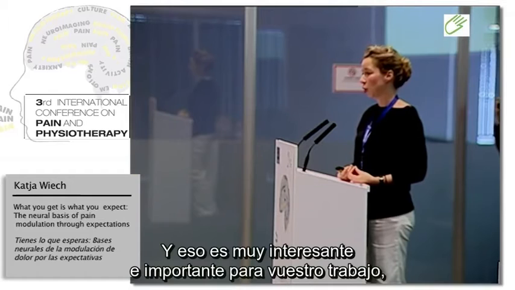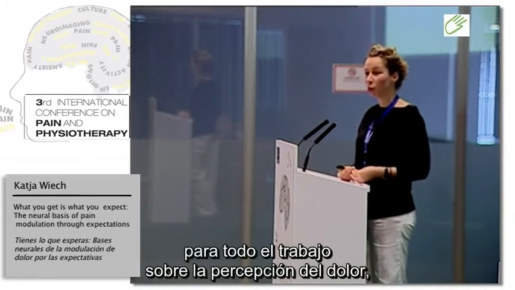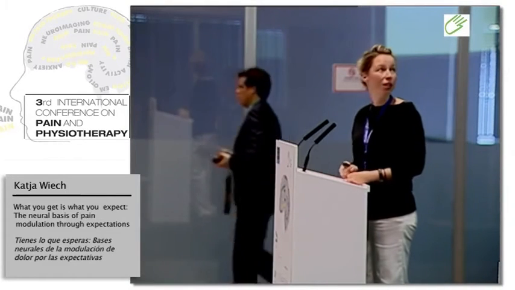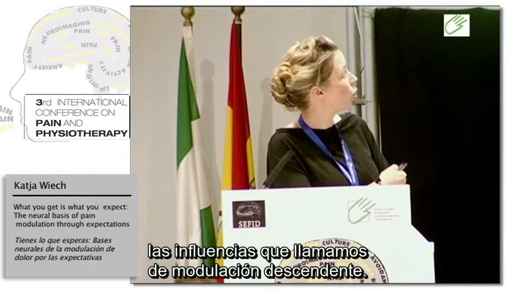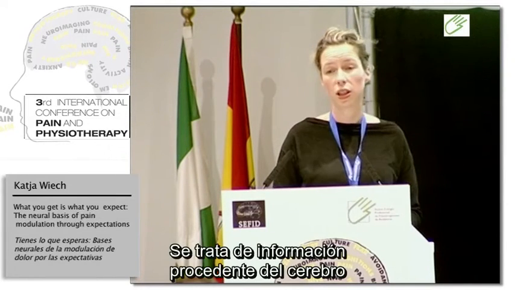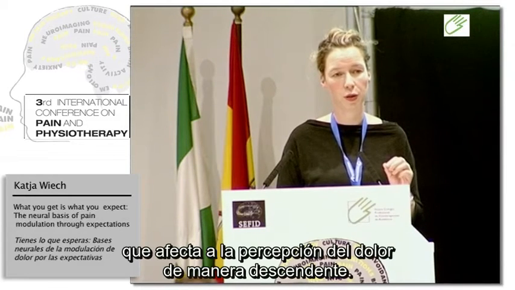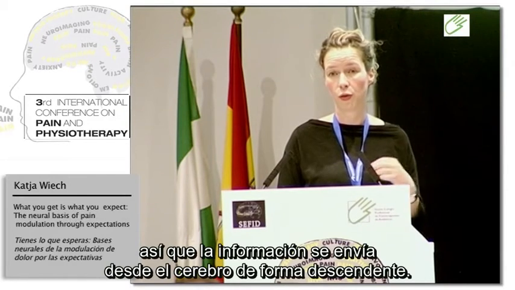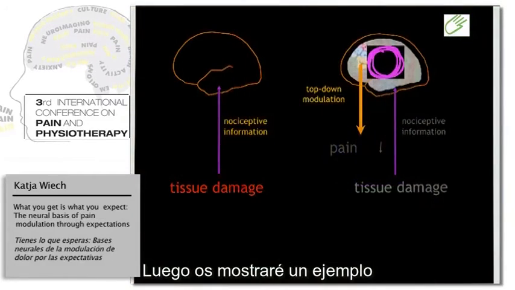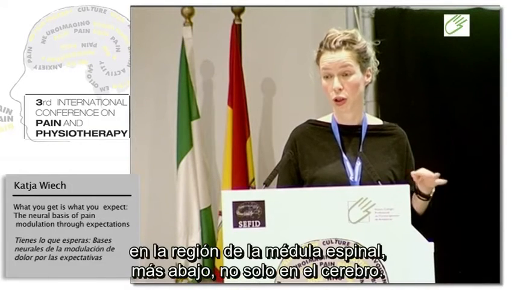And what makes that so interesting, or why that is critical to your work and the work we're all doing on the perception of pain, is that we have these influences we call top-down modulation. So this is information coming from the brain that affects the way we perceive pain in a top-down fashion. So information is passed on from the brain downwards, and I will show you one example later on where we can even see modulation at the spinal cord level, so very low down, not only in the brain.